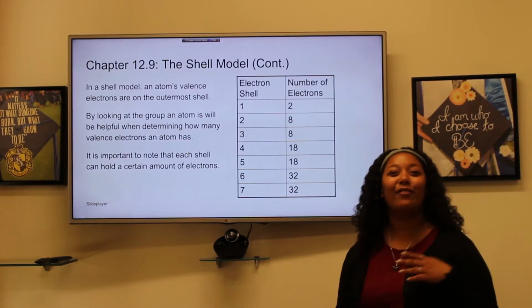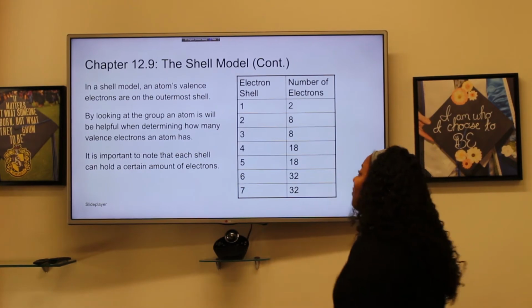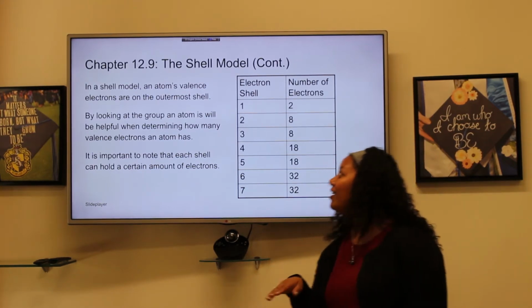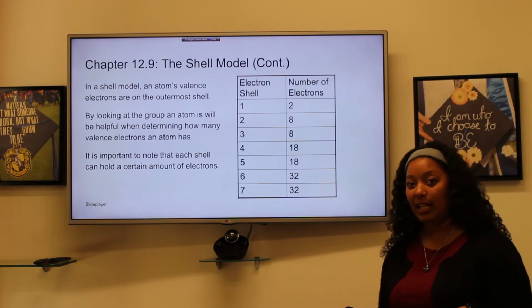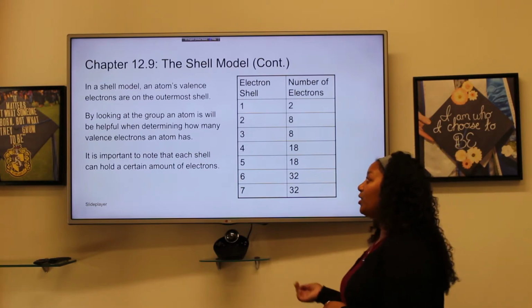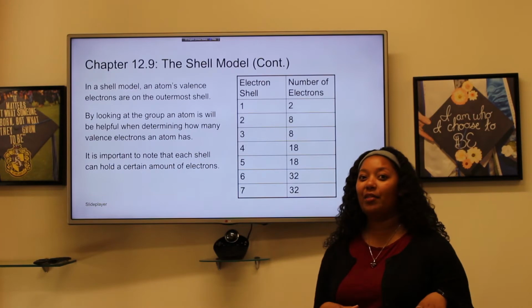How many electrons can fit on each shell? So in a shell model, an atom's valence electrons are on the outermost shell. And it is important to note that each shell can hold a certain number of electrons.